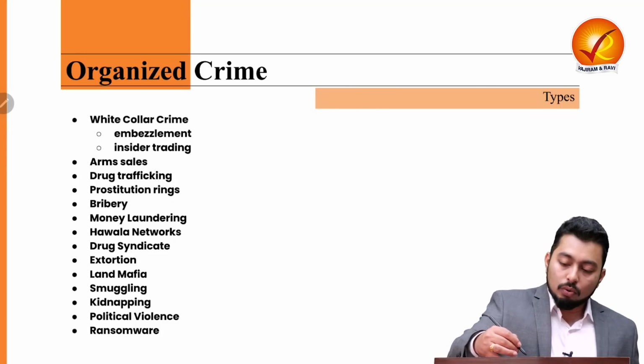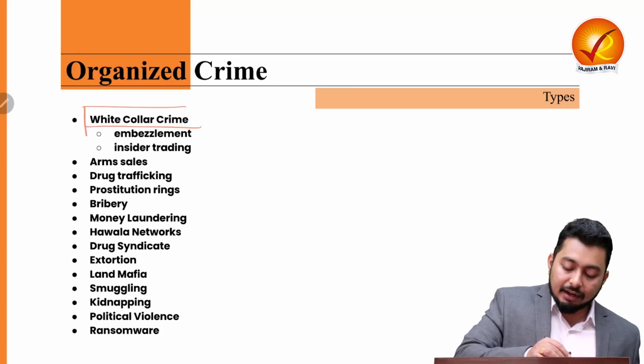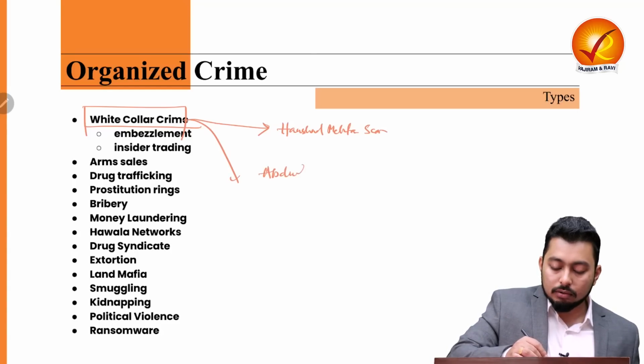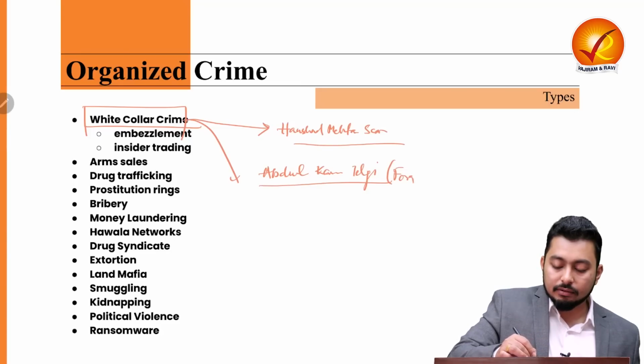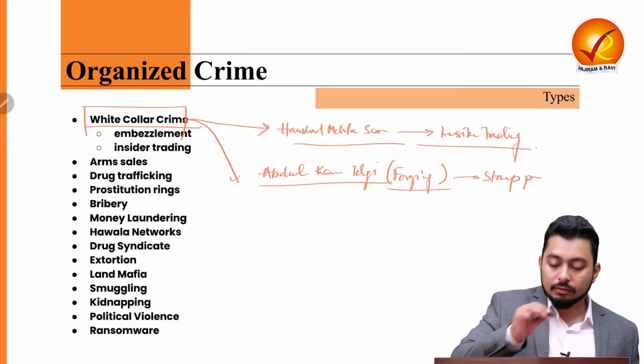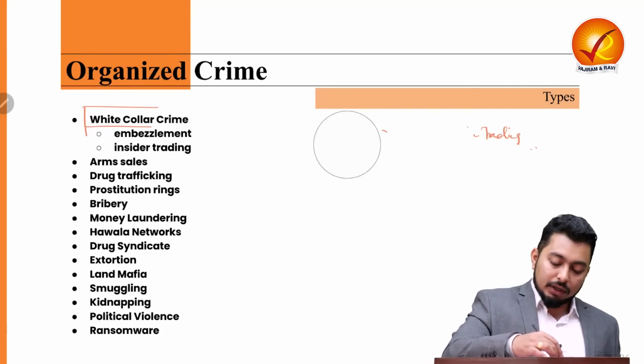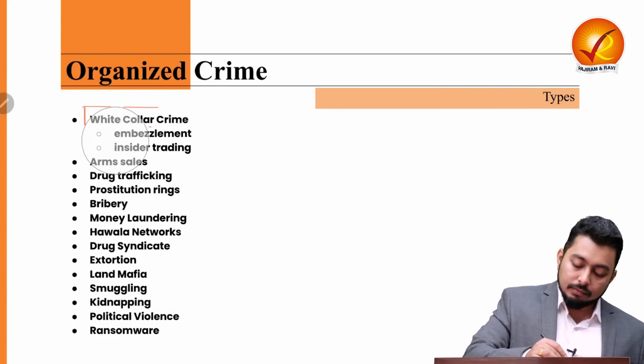Now, when we are talking about white collar crime, can we talk about the Harshad Mehta scam? Can we talk about Abdul Karim Telgi forging stamp papers, multiple counts of insider trading, right? Pump and dump schemes on multiple companies. What else?